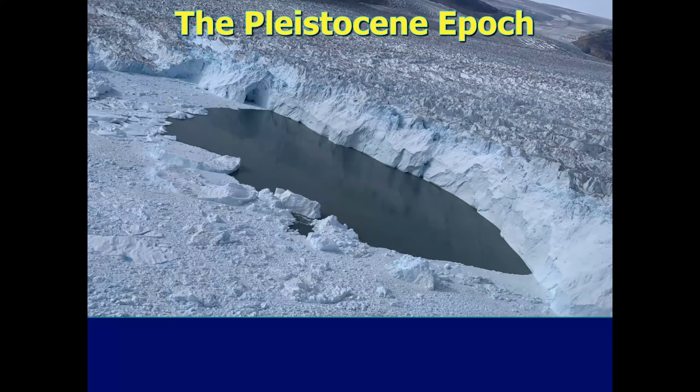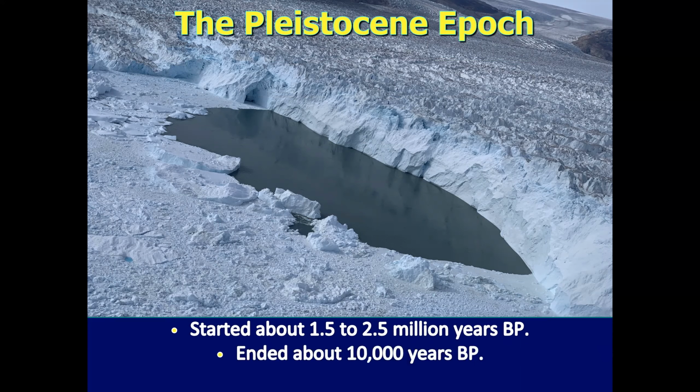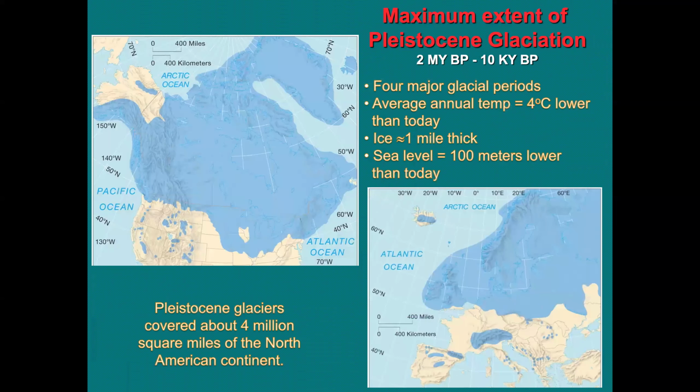The Pleistocene epoch, basically this is a period from about 1.5 to 2.5 million years before the present. It ended roughly about the end of the last ice age, which is roughly about 10 to 11,000 years ago. And it was defined by glaciation. And if you think about glaciers in the US and Canada, you can see there in the blue where glaciers at one point have covered the landscape, and in Europe.